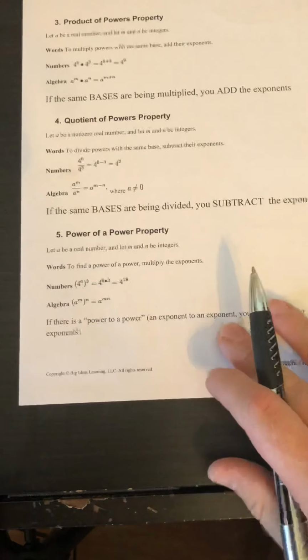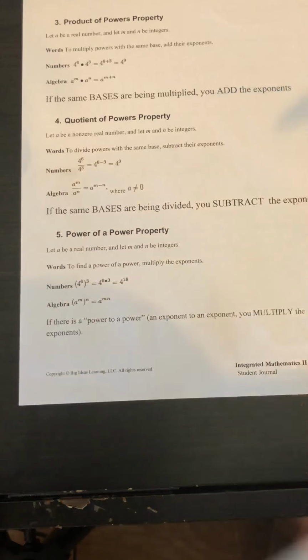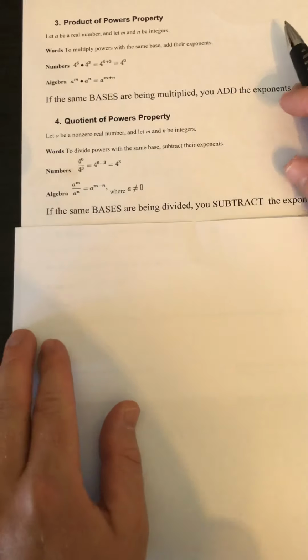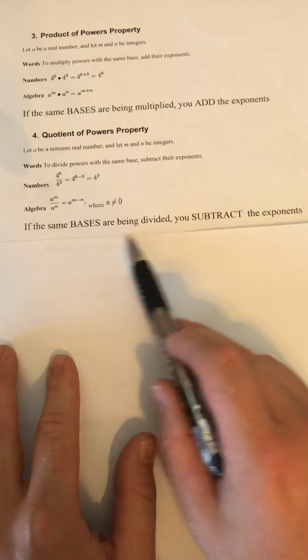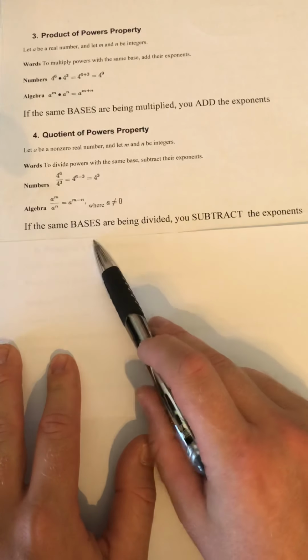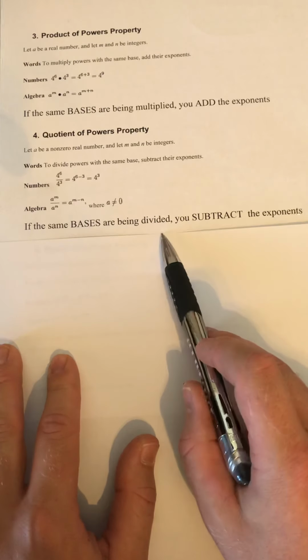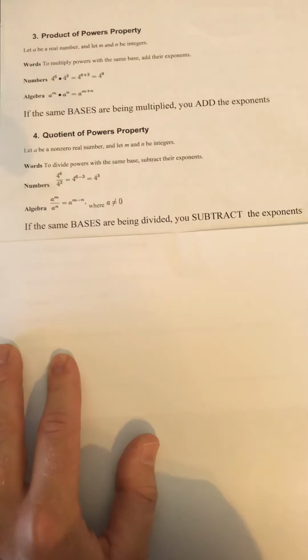Okay, so this one is now the quotient of powers property. So this is basically, if you have the same bases now, instead of being multiplied like in the previous one, same bases that are being divided, you subtract the exponents.